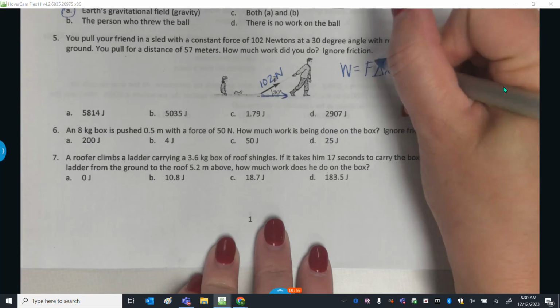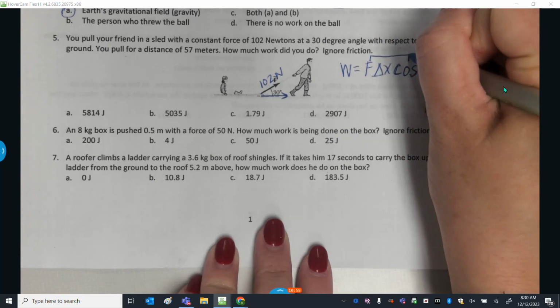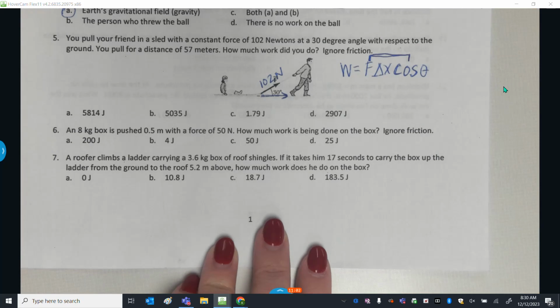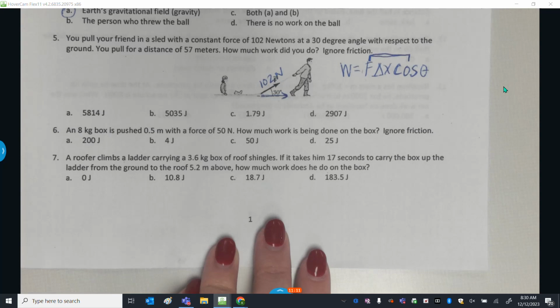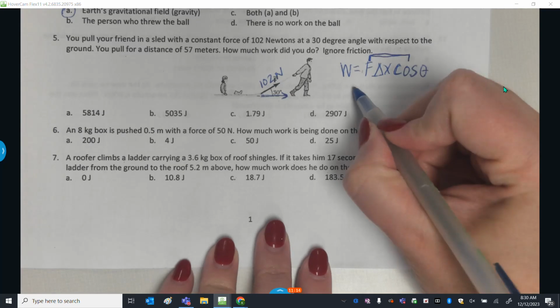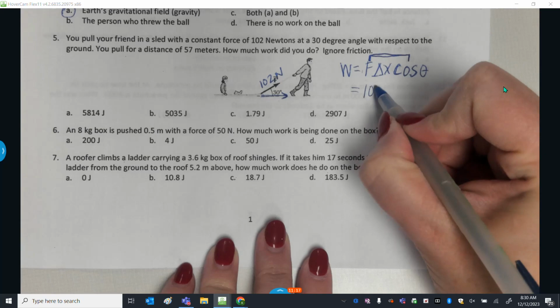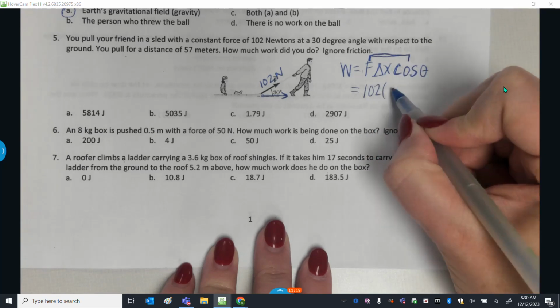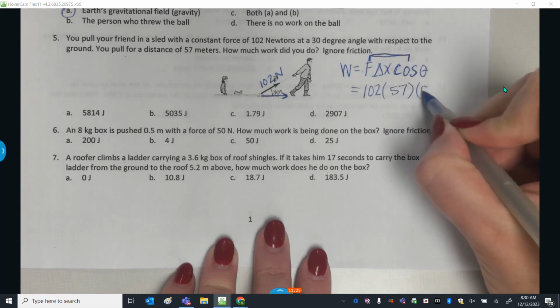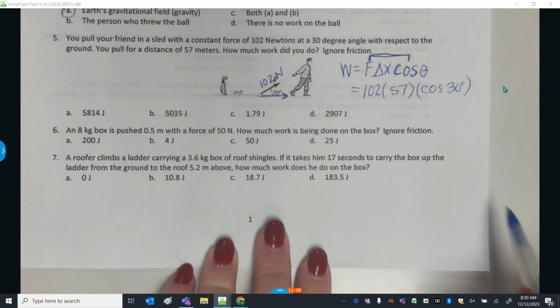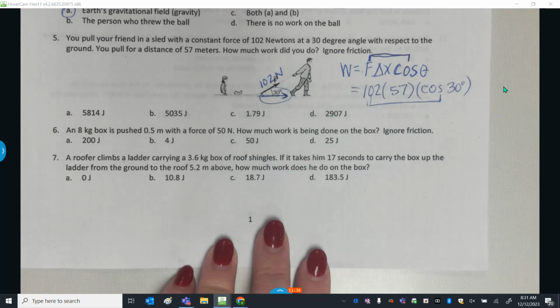But regardless, when you do this force times cosine theta, you are finding that x component. You can do it all in one step like this, or I can find the component and then multiply it by the displacement. It's the same thing mathematically. So if I want to do this, I'm going to take that 102 newtons, multiply it by the displacement, 57, but then I also have to multiply it by cosine of the angle, 30 degrees. And when I do this piece right here, 102 times cosine 30, I am finding this and multiplying that by the displacement.